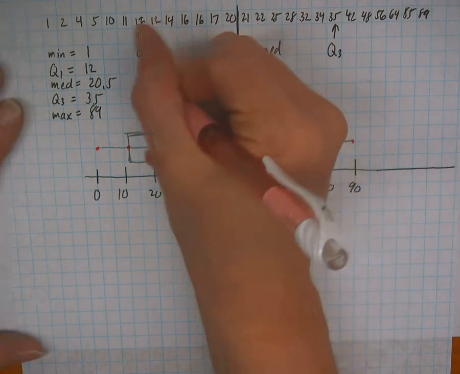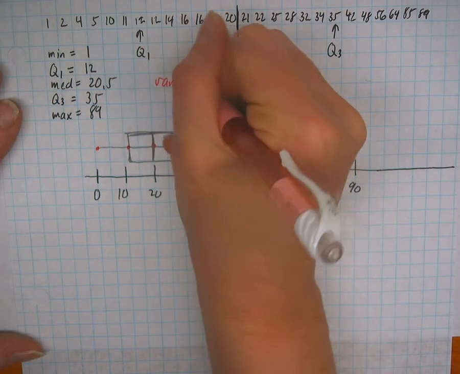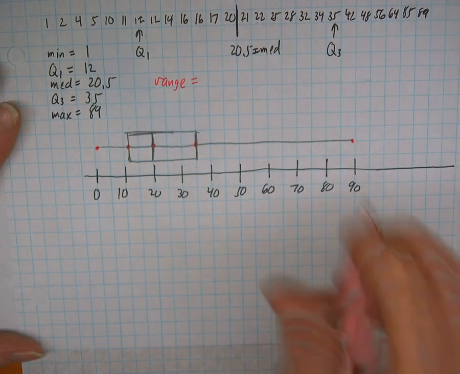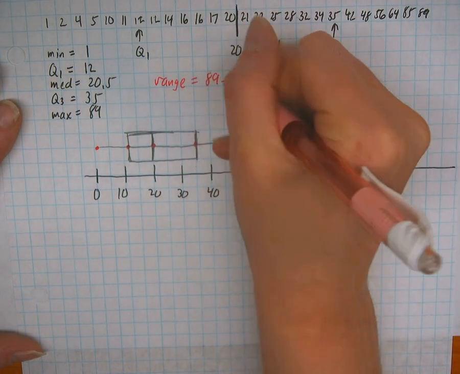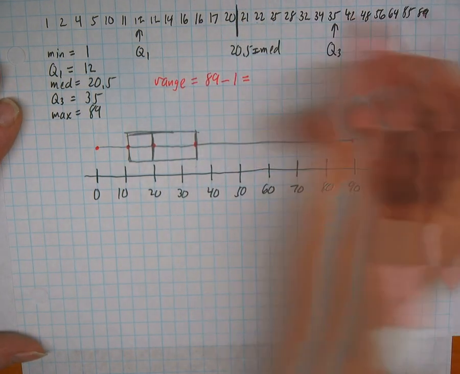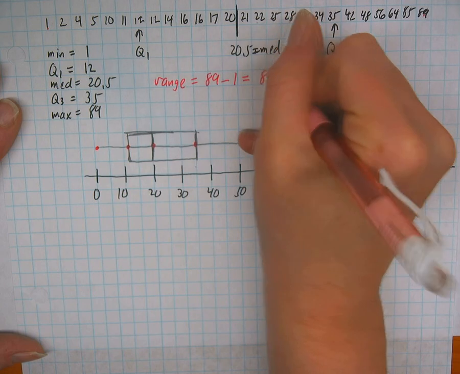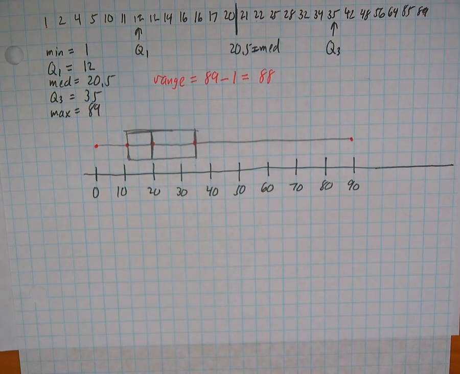One thing that's kind of new, range. We did discuss this on Friday. Range is the highest number minus the lowest number, 89 minus 1. So our range is 88.